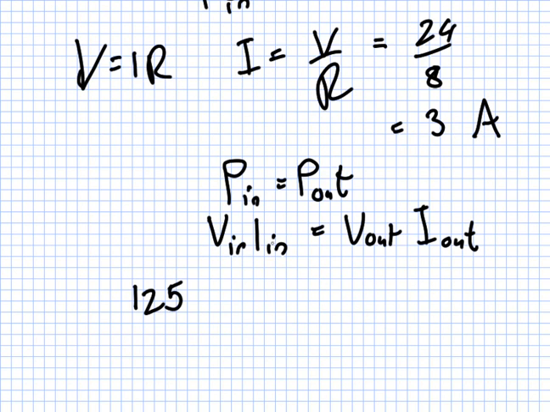125. What's the current going in? That's what we want, isn't it? Yeah. What's the voltage going out? 24. And what's the current going out? 3. We just worked it. So, let's see. 24 times 3 divided by 125. 0.576.